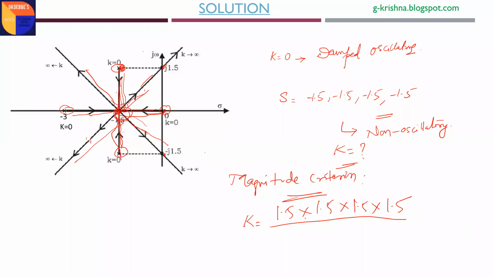Yes, welcome back. But divide by 1. Hence the answer will be 1.5 to the power 4. So the correct option is D.